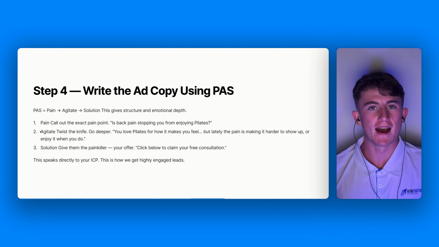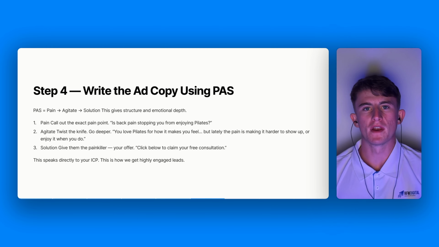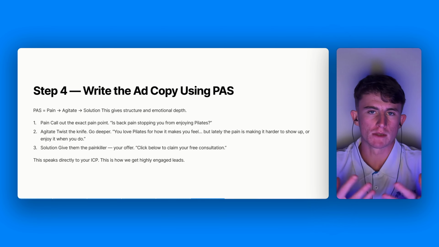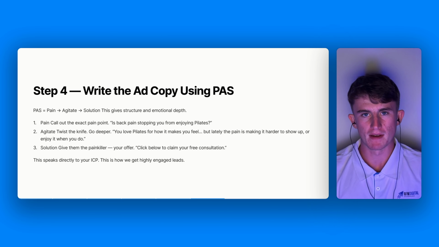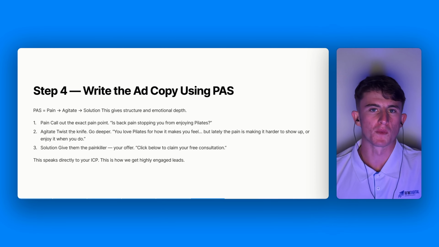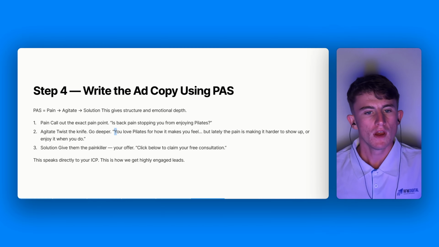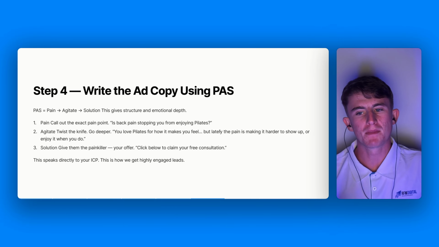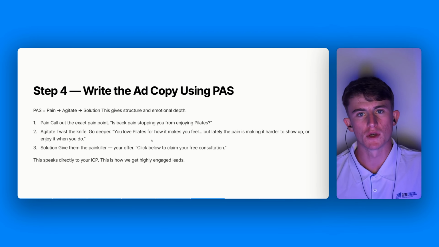Step 2 is you want to agitate them. I like to define this as twisting the knife in the wound. The creative has opened their wound when it comes to their pain point. We've already brought some emotion up within them around their pain point of back pain. Now it's time to go deeper within your ad copy. Something like this would work really well: You love Pilates for how it makes you feel, but lately pain is making it harder to show up or even enjoy it when you do show up.